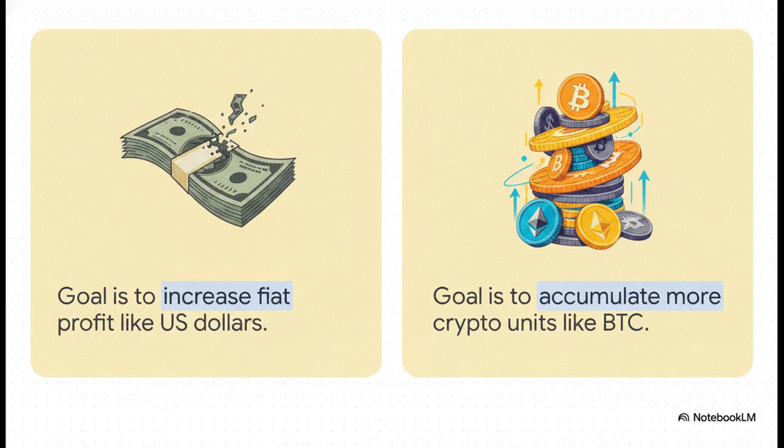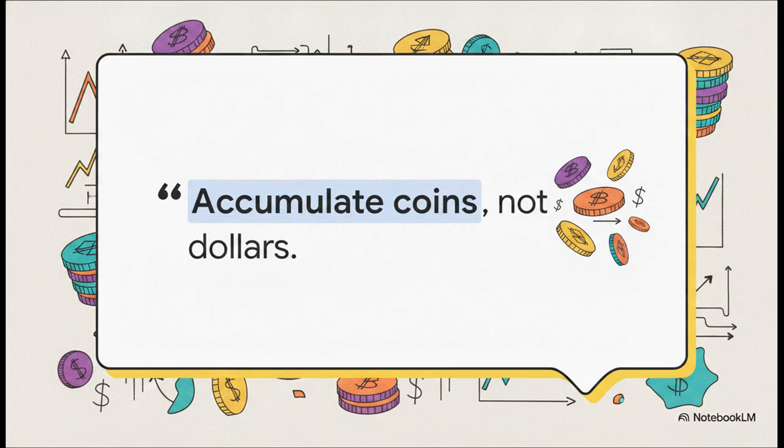But on the right, the PairStacker approach shifts the goalpost entirely. The focus here is aggressively accumulating a specific asset. You aren't trying to end up with more US dollars at the end of the day. You're trying to end up with a larger stack of Bitcoin or Ethereum, totally regardless of its fiat price on any given Tuesday. Accumulate coins, not dollars.